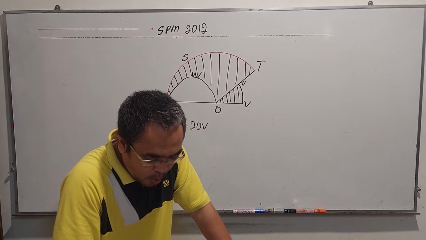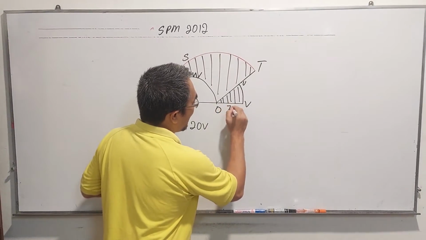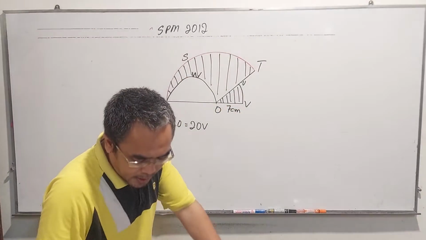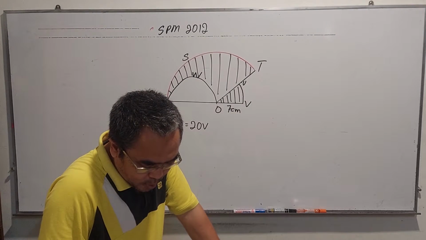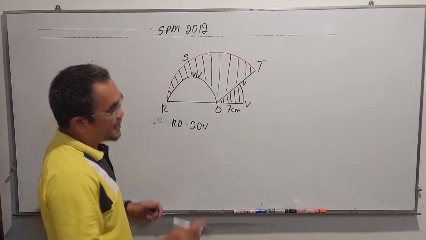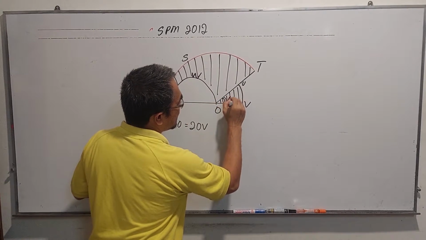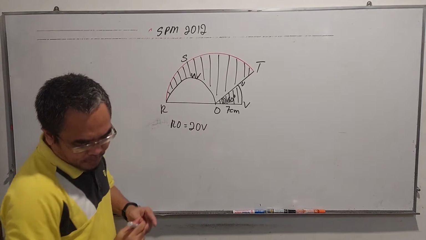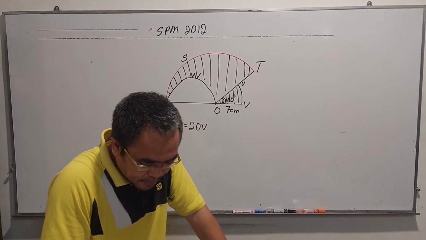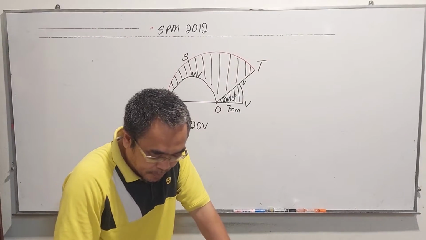It is given OV equals 7 centimeter. You should label that. And the angle of UOV is 60 degrees. The angle here is 60 degrees. Other than that, use pi as 22/7.